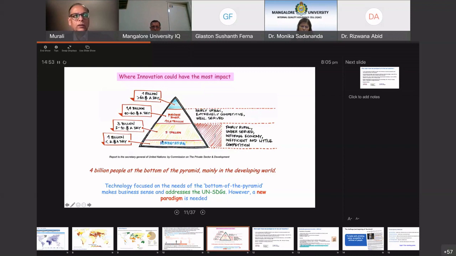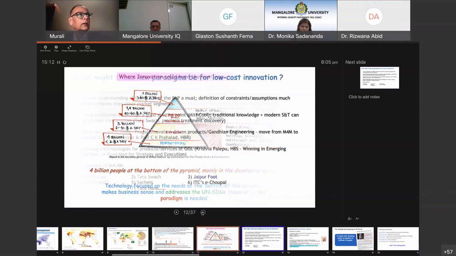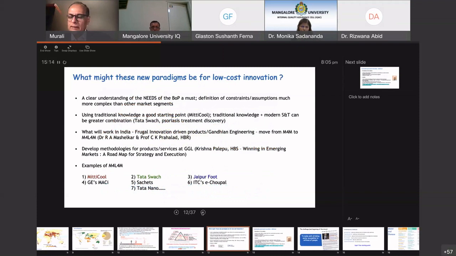So this is something that we were looking at when we looked at this whole problem of Tata Swachh. We needed to make a device that would provide safe drinking water, not just to the top income group of the country, but to people all the way down the line, predominantly the base of the pyramid, as we call it. So you have to look at a completely new paradigm.